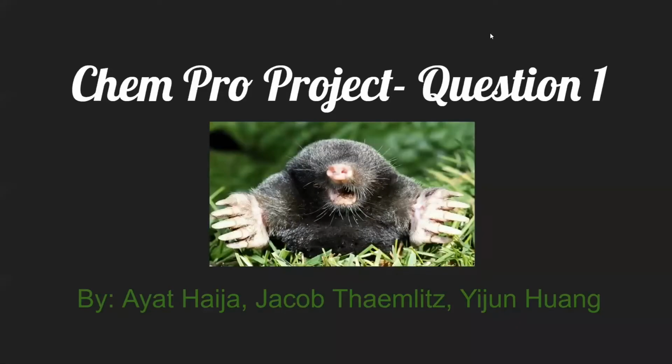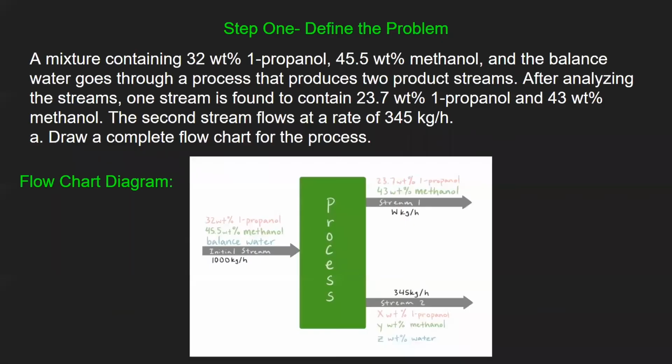So our group had chemical processes, and we decided to do question one. Question one states that a mixture containing 32 weight percentage of 1-propanol, 45.5 weight percentage of methanol, and the balanced water goes through a process that produces two product streams. After analyzing the streams, one stream is found to contain 23.7 weight percentage of 1-propanol and 43 weight percentage of methanol. The second stream flows at a rate of 345 kilograms per hour.